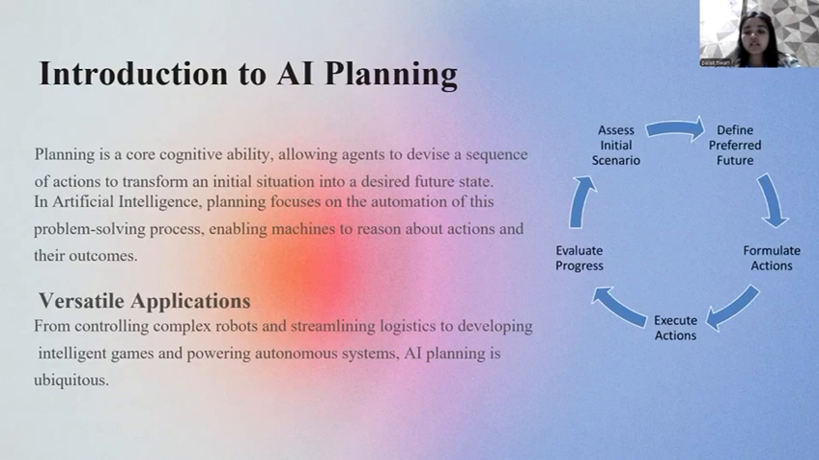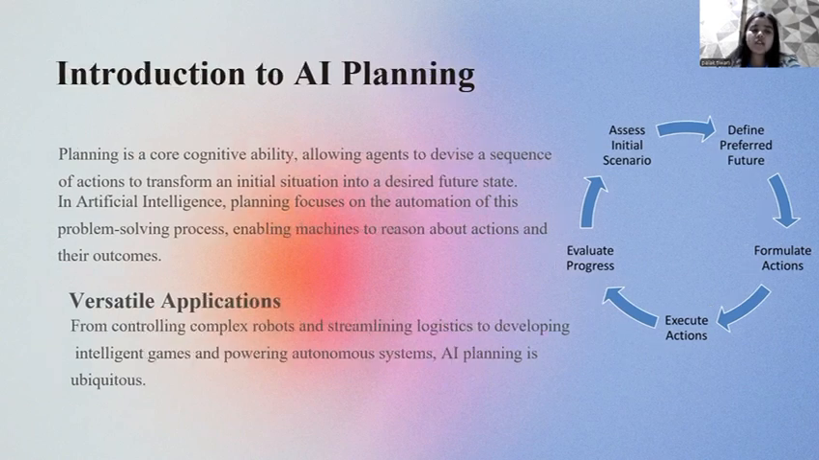Introduction to AI planning. AI planning is a fundamental area in artificial intelligence that focuses on decision making, specifically how an intelligent agent determines a sequence of actions to achieve a specific goal. It has versatile applications ranging from robotics and logistics to autonomous vehicles and intelligent games. In short, wherever there's a need for goal directed behavior, AI planning plays a vital role.